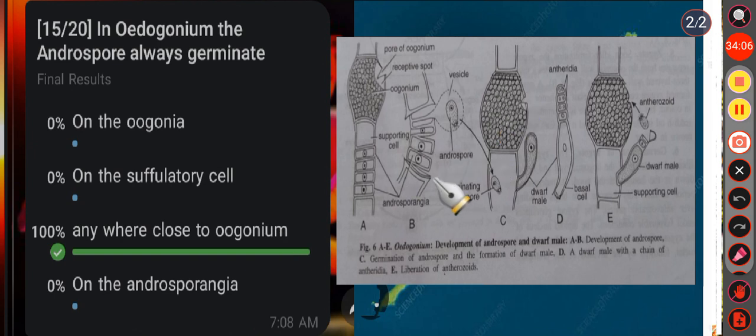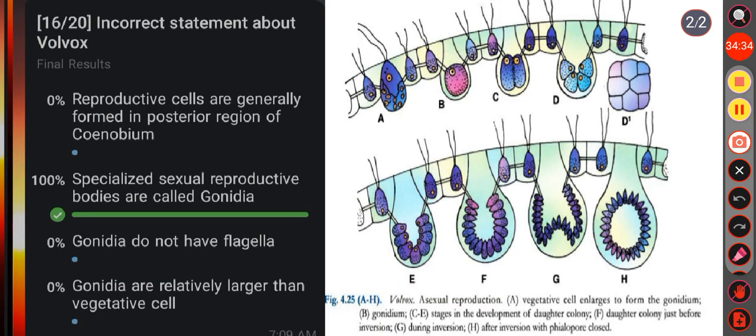We know androspore is a uninucleate multiflagellate spore produced from the androsporangium. Then it is attracted chemotactically towards the oogonial mother cell and gets attached to it or any other adjacent cell by its anterior end. Then it germinates to form a dwarf male. Okay. Then question number 16.